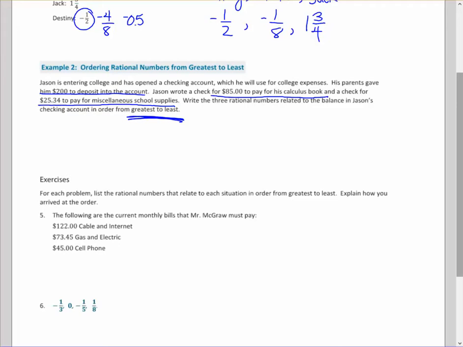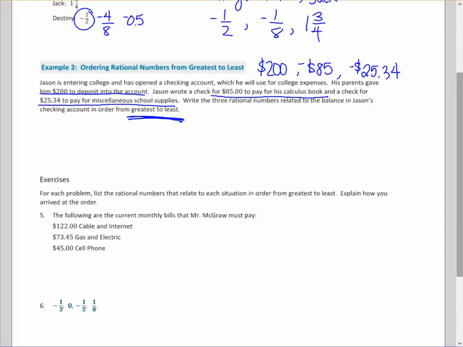So again, we're going to talk about, are these negative or positive numbers? So the $200 that he was given, that's positive, right? The $85 would be coming out of his account to pay for that calculus book, so it's negative. And the $25.34 for school supplies would also be negative, because that would also come out of the $200 his parents gave him. All right, so we want from greatest to least.